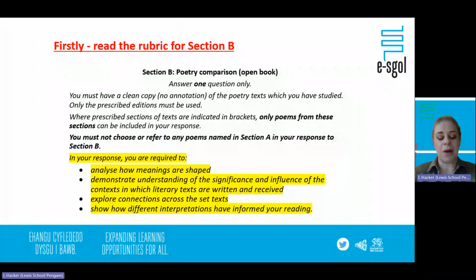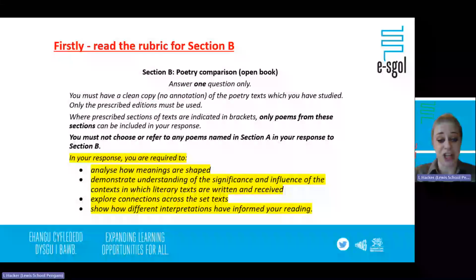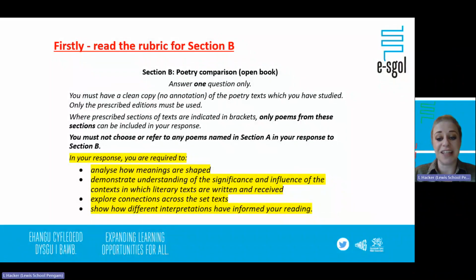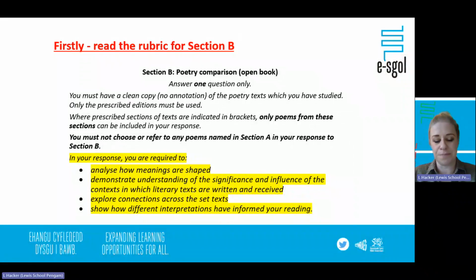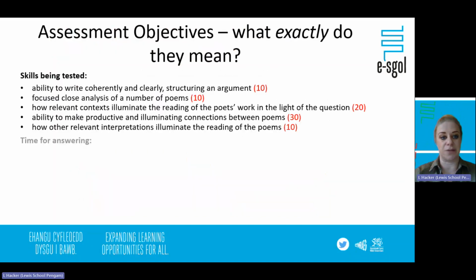So let's have a look at what we're expected to do. In your response, you are required to analyse how meanings are shaped, demonstrate understanding of the significance and influence of the contexts in which literary texts are written and received. You must explore connections across the set texts, and you must show how different interpretations have informed your reading. So essentially, in this exam question, you are being assessed on all of the assessment objectives, AO1 right through to AO5. And we're going to look in a second at what the mark breakdown is for that particular question.